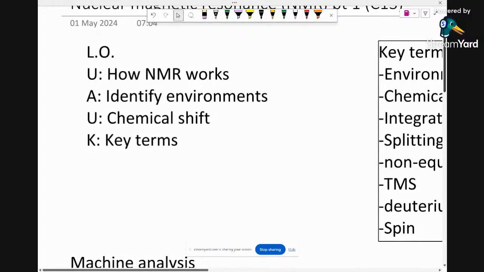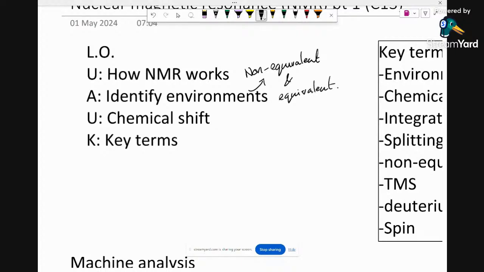My learning objectives today: I'm going to be focusing on understanding how NMR works. Number 2, I need you to be able to identify environments, both equivalent and non-equivalent environments. So this is an extension here because we've got non-equivalent, equivalent, non-equivalent, and equivalent environments. Now, I'll be including a little bit of information here on symmetry as well. And then I need you to have an understanding of chemical shift.